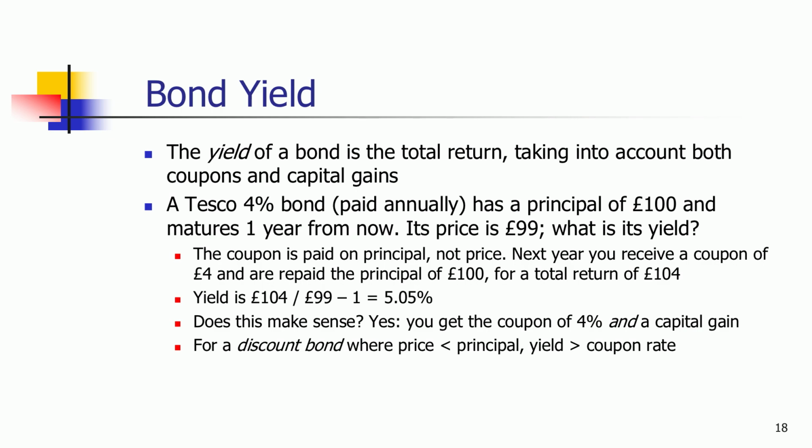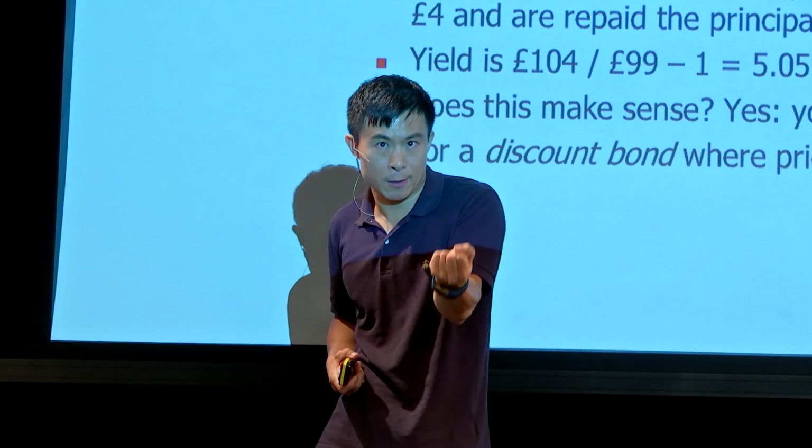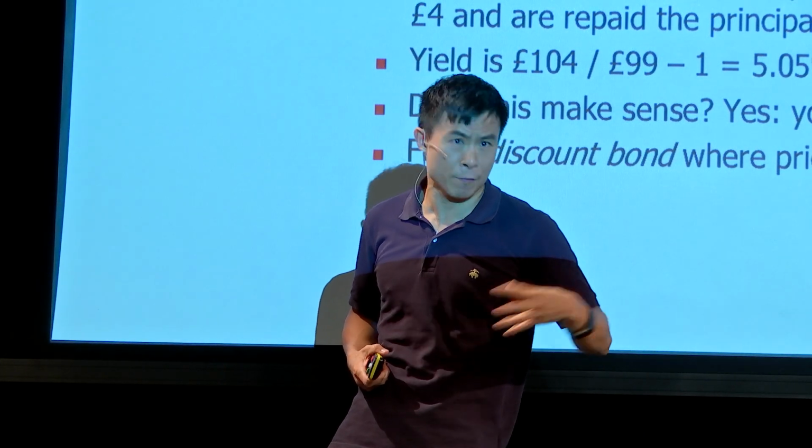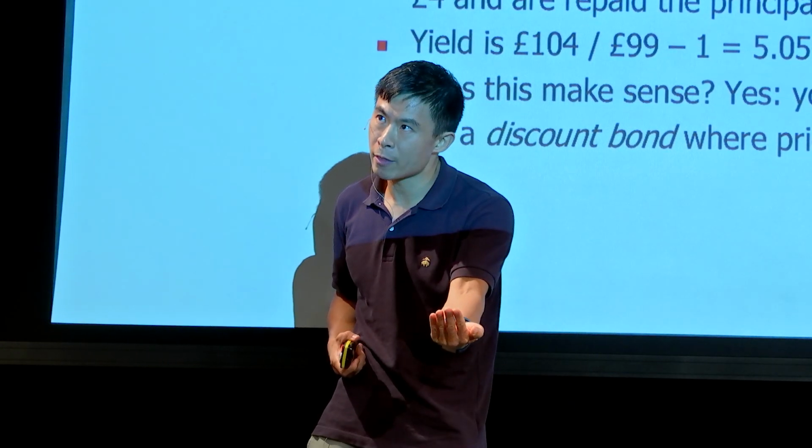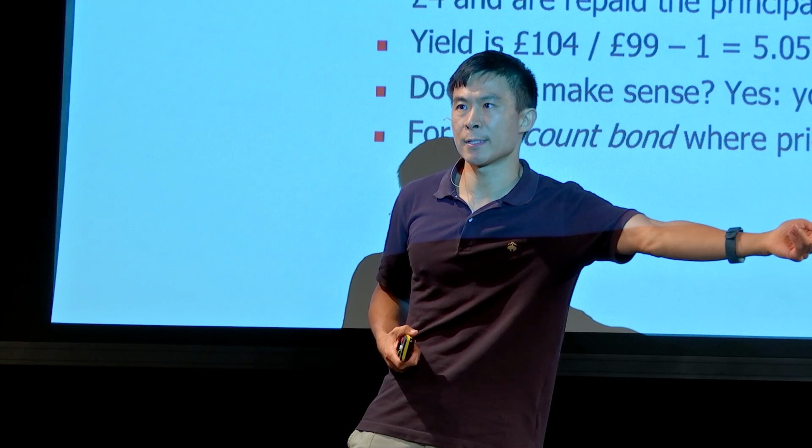So what is Claire's return when she gets back the money next year? Well, she gets the £4 of interest. Importantly, the £4 of interest is based on the original £100 that I lent to Tesco. So she's still getting the £4 of interest. And then she's going to get back the £100 that I lent to Tesco to begin with. Well, importantly, that £100 still stays. The fact that she's bought it from me at a discount of 99 doesn't affect the fact that it's £100 that I lent to begin with, and therefore she will get back the £100 next year.